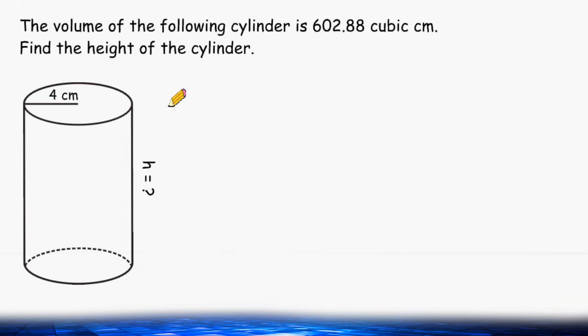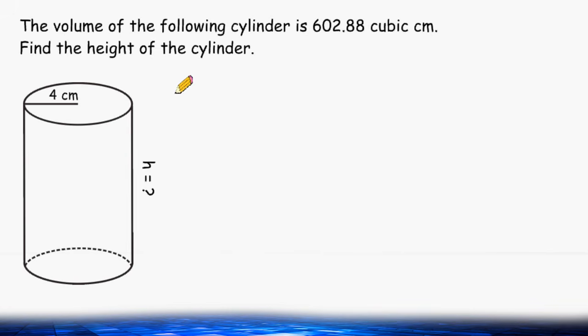In this problem, we are being asked to find the height of the shown cylinder. And in the problem, it is given that the cylinder has a volume of 602.88 cubic centimeters, and the radius of that cylinder is 4 centimeters.